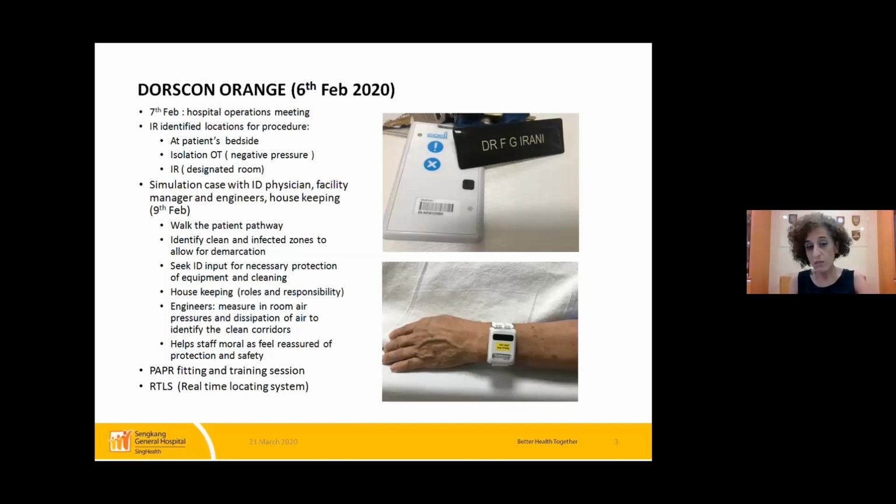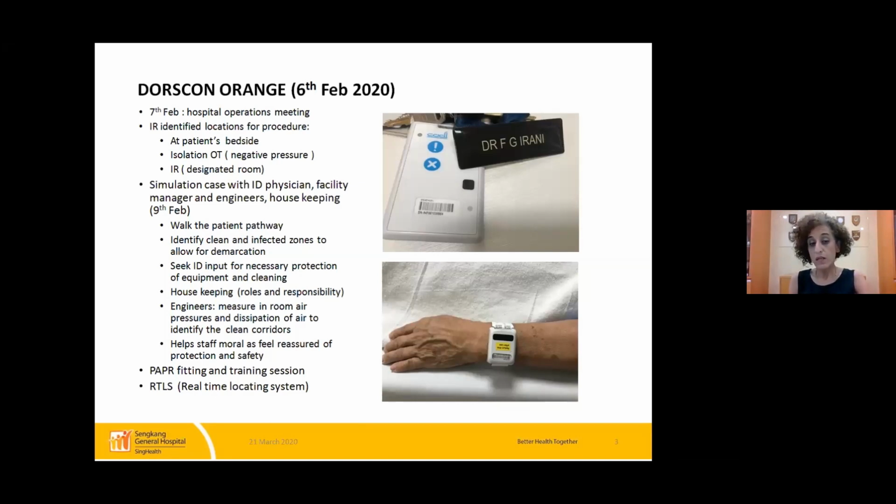For the entire team, in fact, not only for the IR team, but also for the whole of diagnostic radiology, we had a specific PAPR fitting and training session whereby we actually had mask fits done again so that everybody was retrained on how to use these different equipment, because we don't normally use this during working hours.